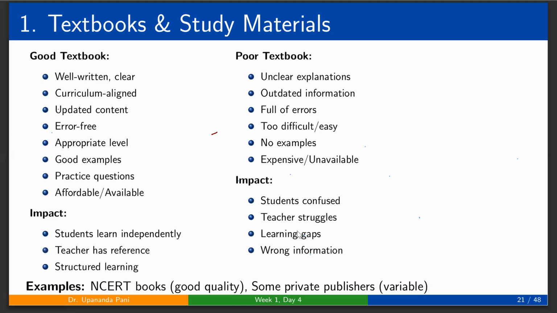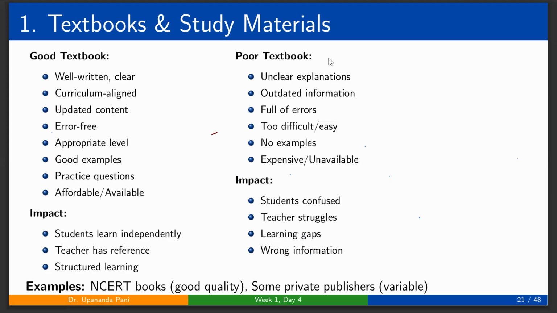Textbook and study material. A good textbook is well written, clear. It should be curriculum aligned. It should have updated content. It should be error free, at an appropriate level, right? Then good examples, practice questions, affordable or available. Impact: students learn independently and the teacher has a reference, and then it will lead to structured learning, right?